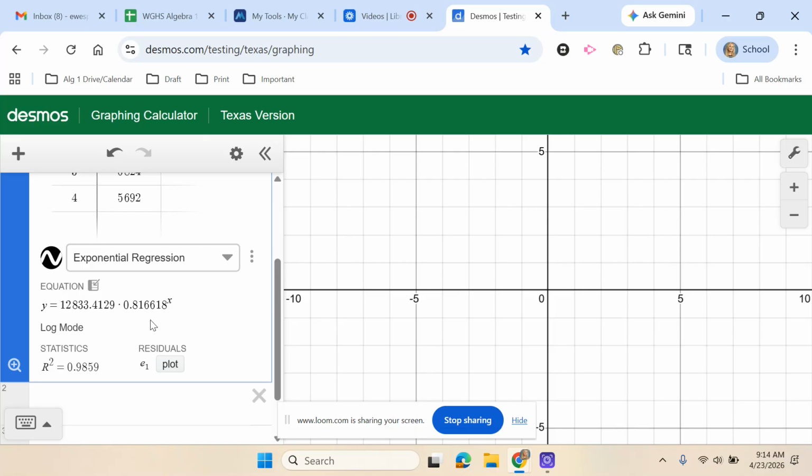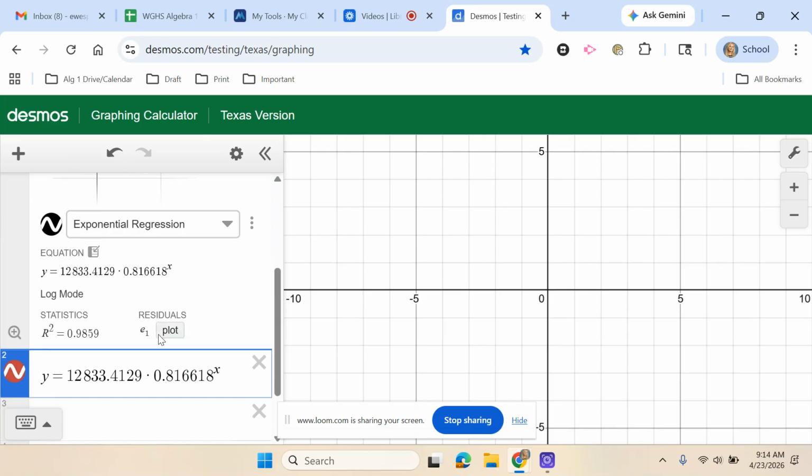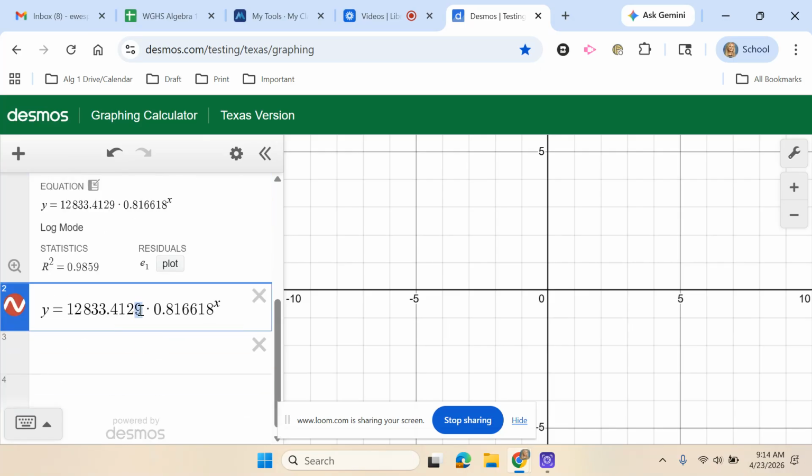So just for the sake of the screen recording, 3 decimal places be right here. So I would use this 9 to round that up to a 3. And then I would use this 6 to round this up to a 7. So that's going to be your equation right there. Y equals 12,833.413 times, and I'm going to put that in parentheses, 0.817 to the power of x.